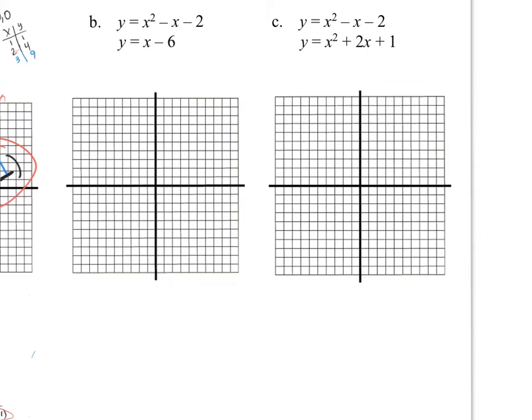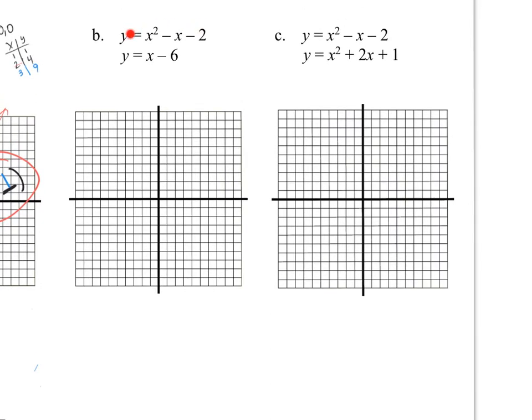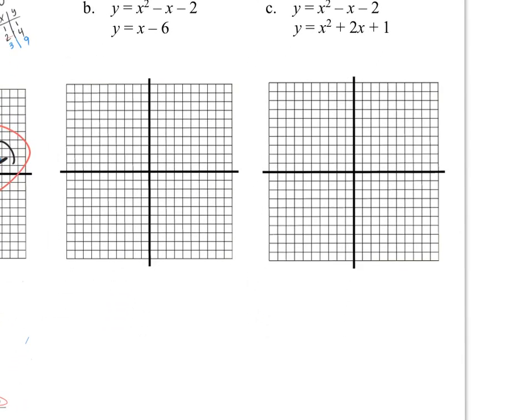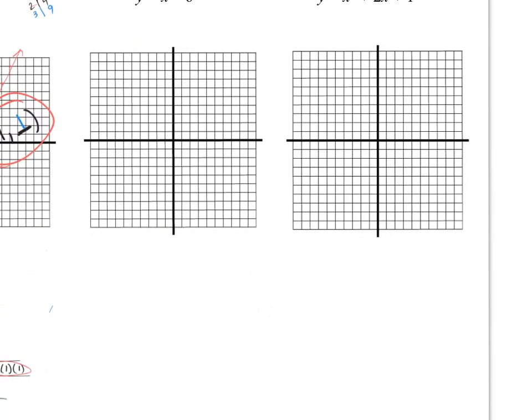For the next one, we have what looks like a parabola and a straight line. This parabola is not ready to graph though. We need to turn that into vertex form to be able to get this guy ready to graph. Let's do a little scratch work below. I am going to show my work for graphing this parabola. I have y equals x squared minus 1x minus 2.